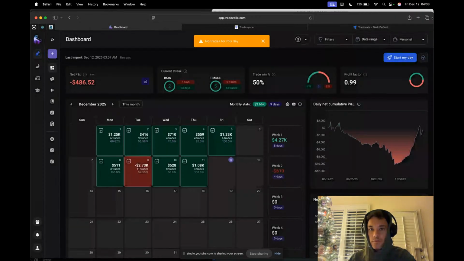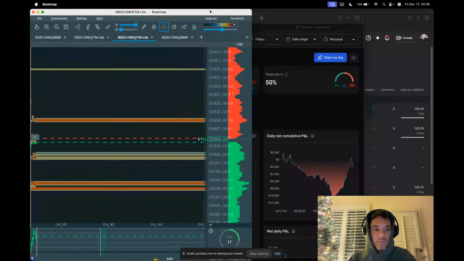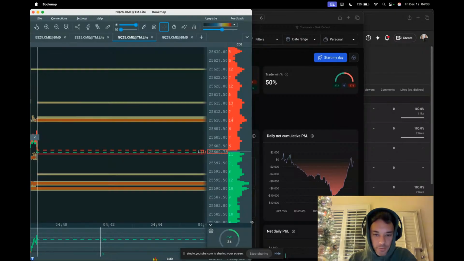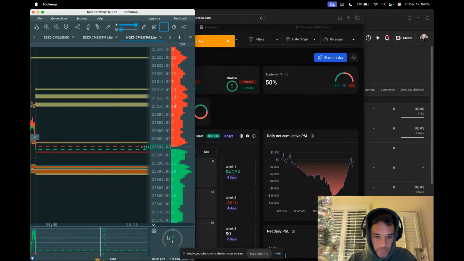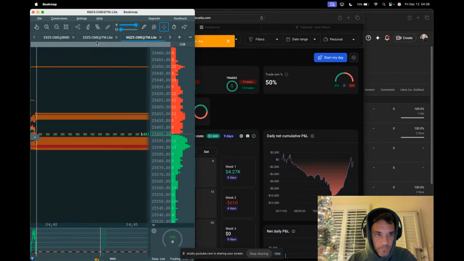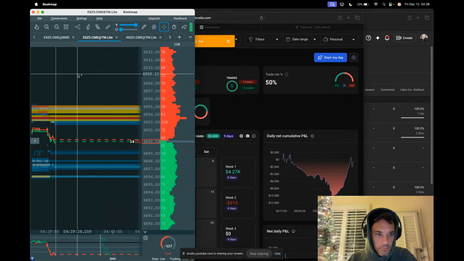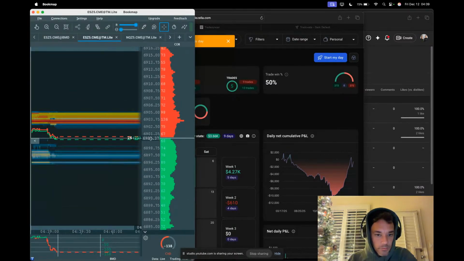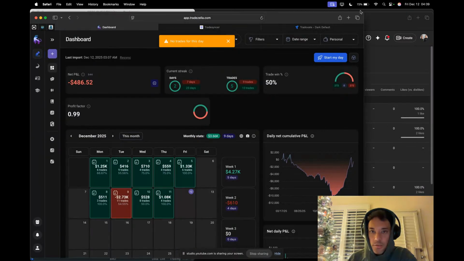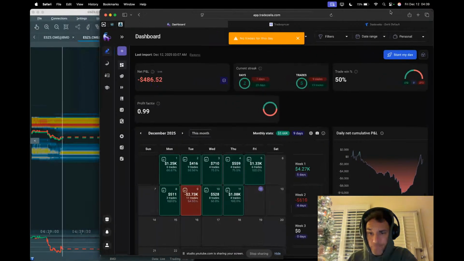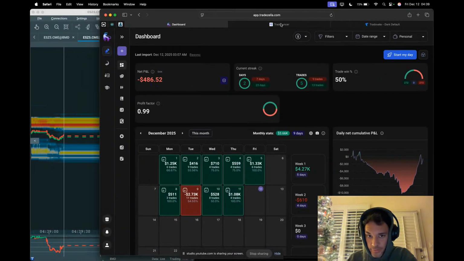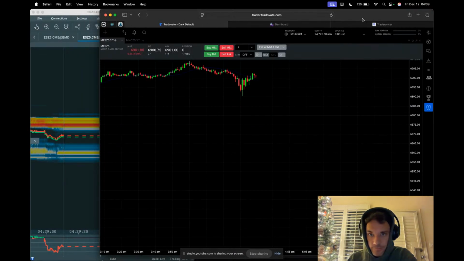I'm gonna put Bookmap on the left side because I noticed in the live stream you couldn't see the CVD. So I just want to make sure you can see CVD. Oh, looks like we have a lot of buy orders right off the bat. But before that, let's go ahead. So I got my Tradovate up.